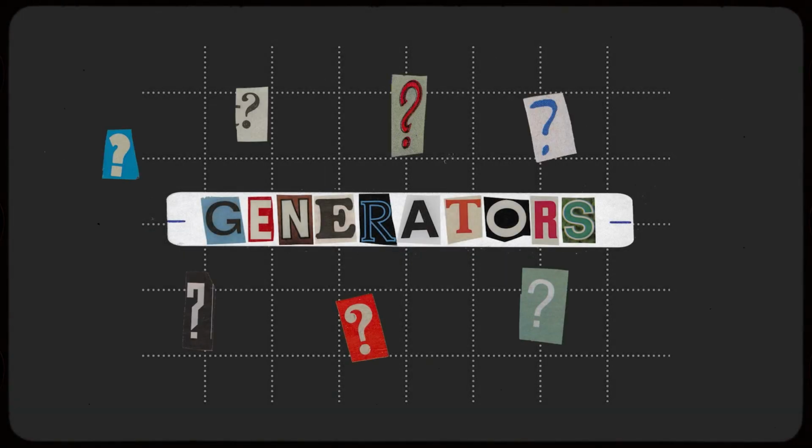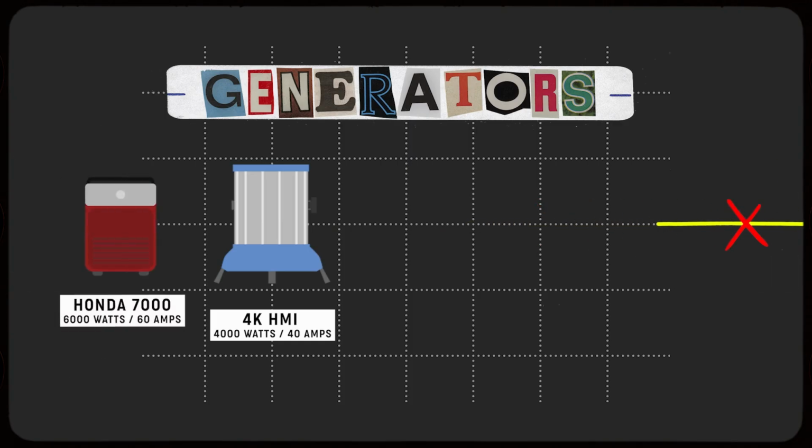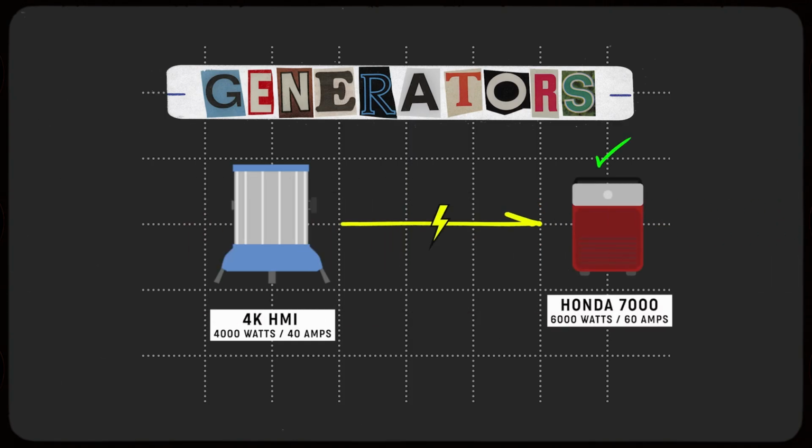When would you use a generator? Well, for starters, if you're using a light that requires more power than 20 amps, say for instance a 4K HMI, that's 4000 watts or 40 amps, and a household breaker only has 20 amps, so you'd have to rent a generator to power lights like this.